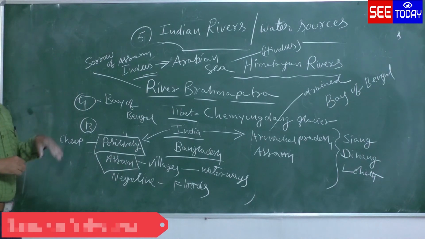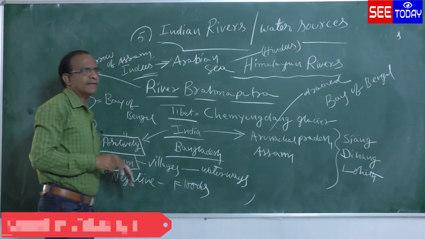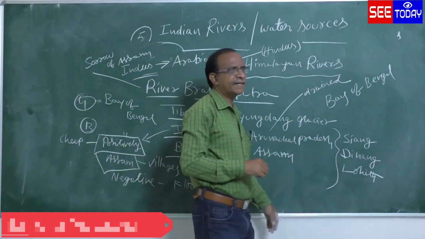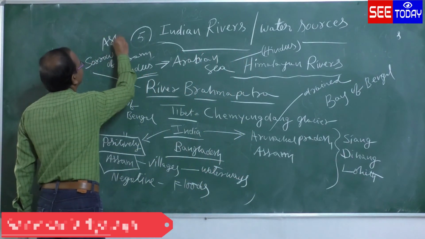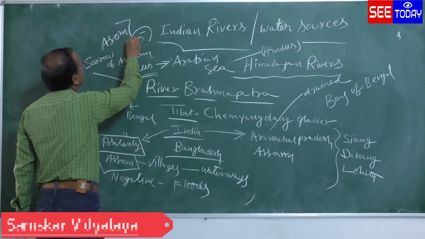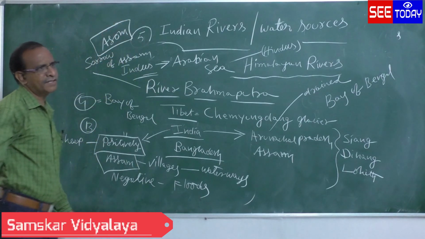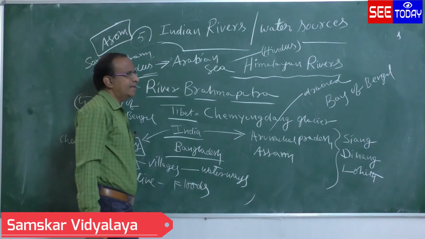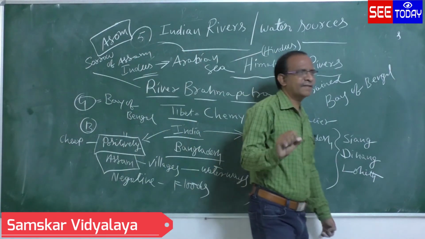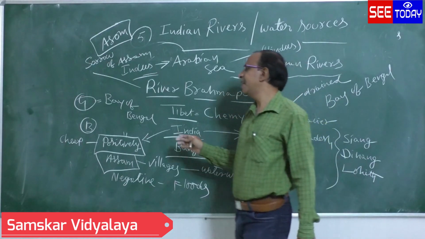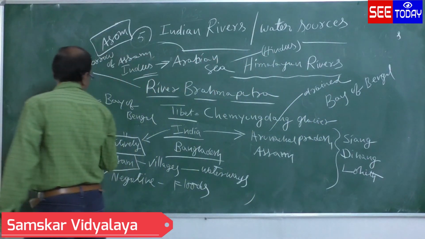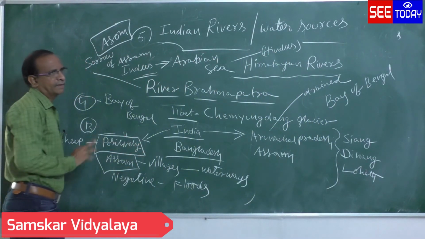Assam, I am using the name, but the name of this state has been changed now. So the people refer to it as the Sorrow of Assam, meaning that negatively this river Brahmaputra destroys and damages the people.